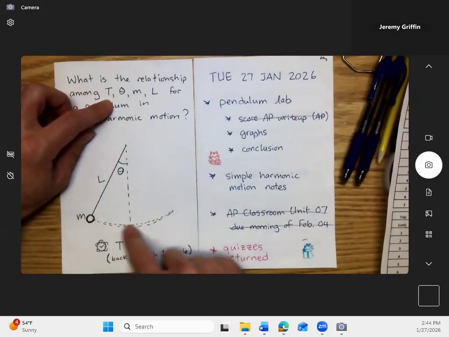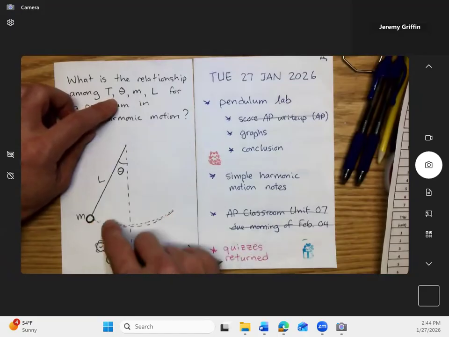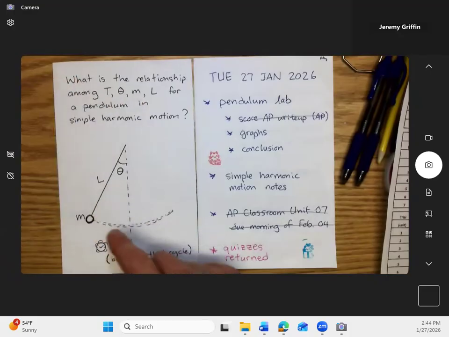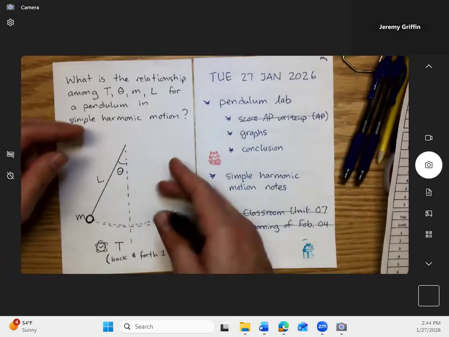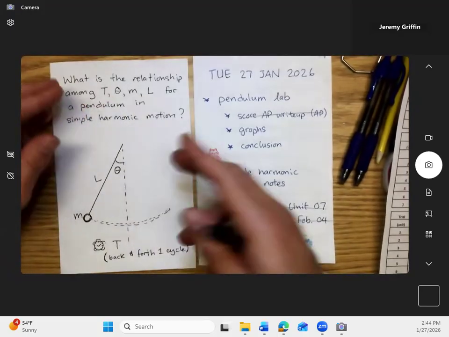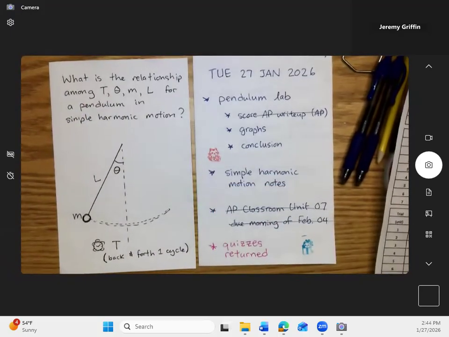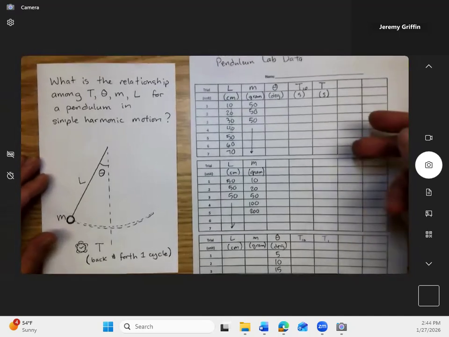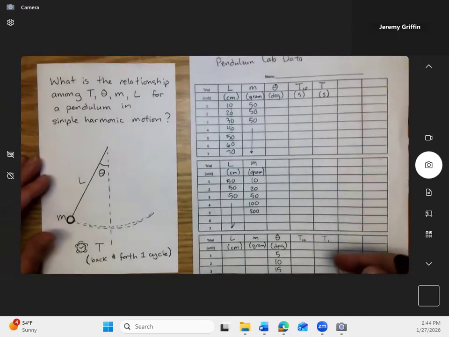How much time it takes to swing back and forth might have something to do with the starting angle, the mass of the bob, and the length of the string. I think I had you guys hypothesize, if I change any one of these three potential independent variables, how could that possibly affect the time period? We came up with some hypotheses. But then you guys had to run three separate experiments.